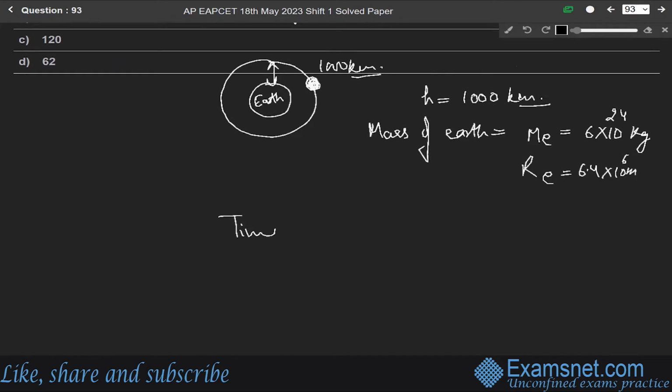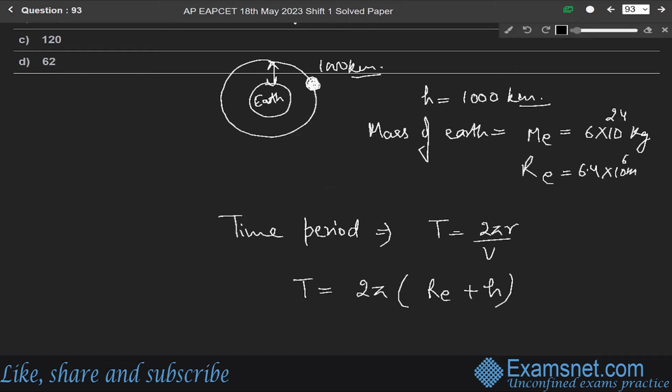We know that the general formula for time period is T equals 2 pi r over v. So T will be equal to 2 pi, R will be the radius of Earth plus this height. So it will be RE plus H. So T equals 2 pi times (RE plus H) raised to the power 3 by 2 over under root of G ME.